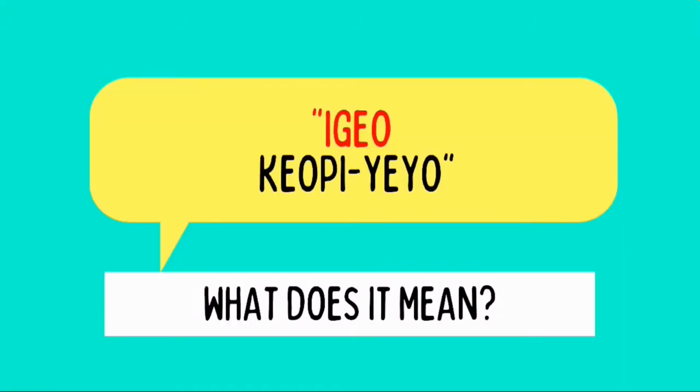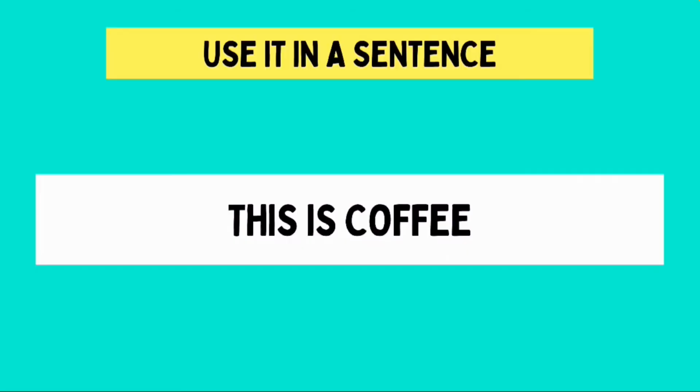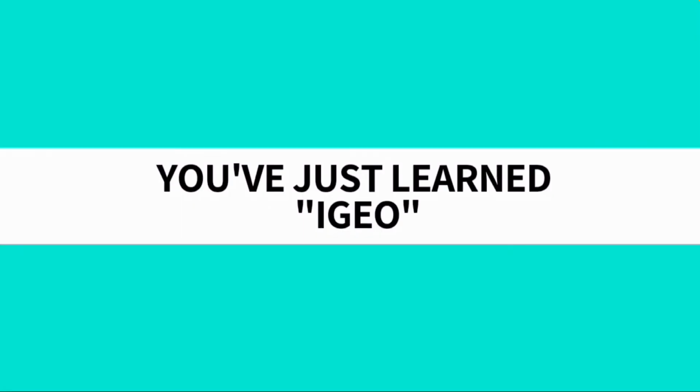So looking back to this, which is flashed at the beginning of the video, we already know by now that the meaning of the sentence 이거 kopieyo is simply this is coffee. And with that, you've just learned ego.